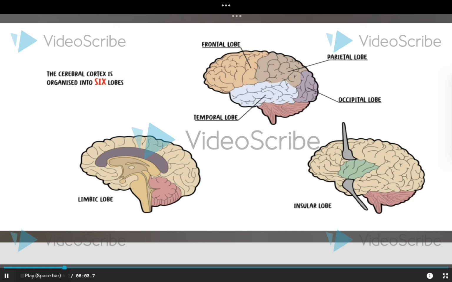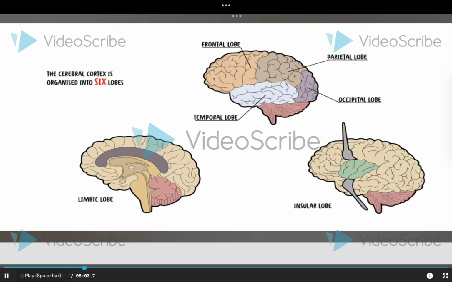Temporal lobe, located on the sides of the brain near the ear. Function is hearing and language comprehension. We have an area there called Wernicke's area for language, memory processing, and emotion. It plays a key role in recognition of faces and understanding spoken language.